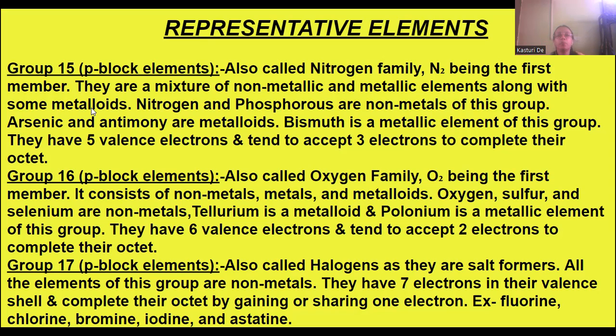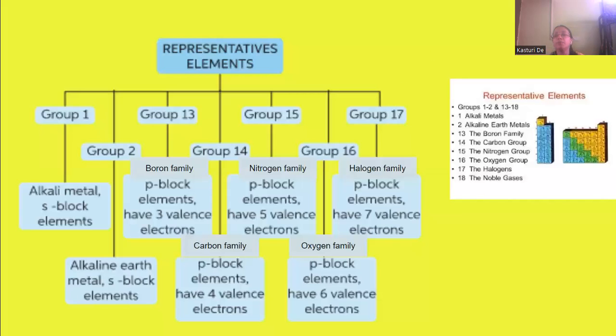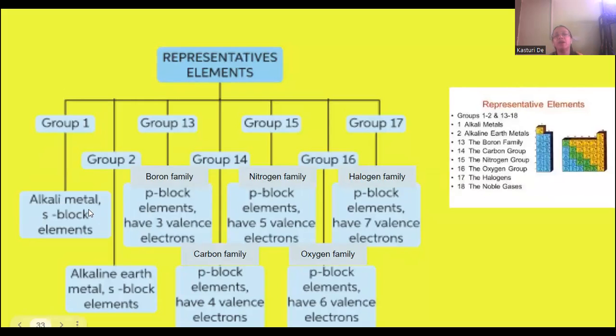Next is this flow chart. You can see group number 1, known as alkali metals, and these are S block elements. Group 2, these are alkaline earth metals. These are S block elements. Group 13 is the boron family. These are P block elements and have 3 valence electrons.